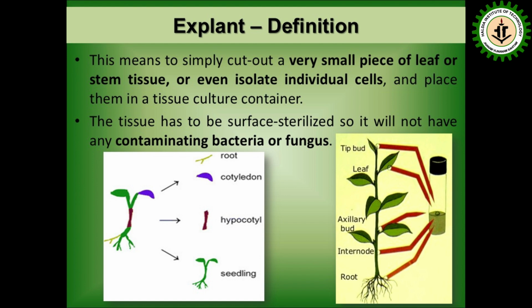Whether using shoot tips for clonal propagation, leaves for somatic embryogenesis, or roots for root induction, selecting the right explant is crucial for achieving the desired outcomes in plant regeneration, research, and commercial production.